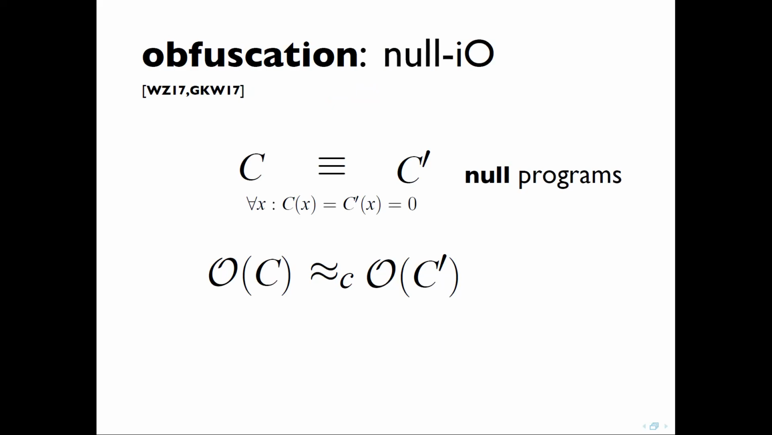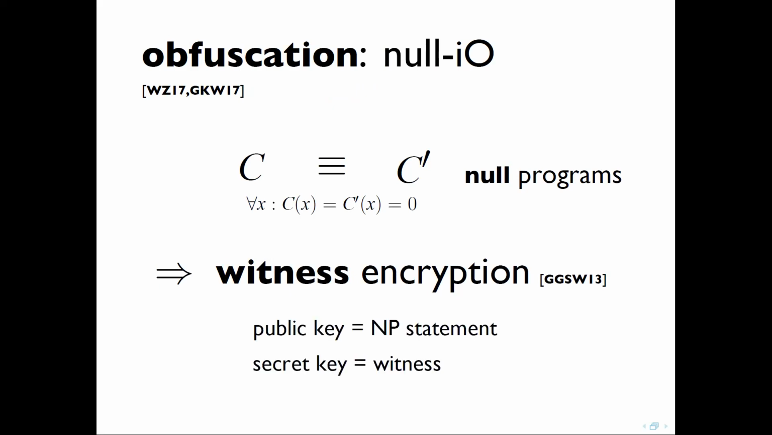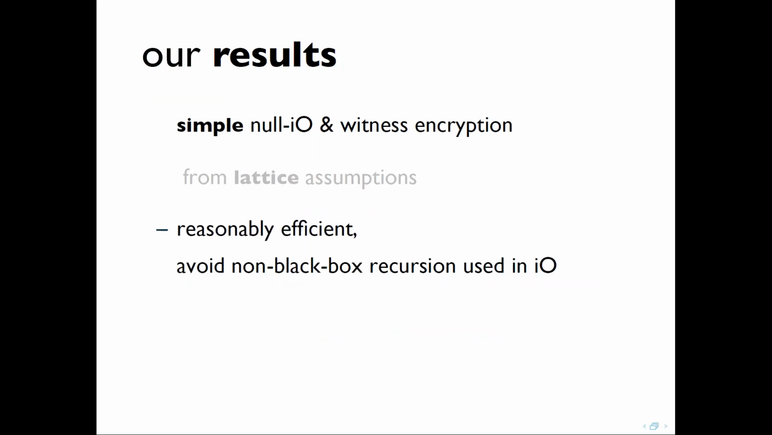One reason to study null iO is that it implies witness encryption, which is a powerful form of public key encryption, where you can use any NP statement as a public key, and you can use any witness for the statement as a secret key to decrypt the ciphertext. The main results of our paper are simple null iO and witness encryption schemes that are secure under lattice assumptions. Simple here means that our schemes are reasonably efficient, and they avoid complex non-black-box recursion that is used in the state-of-the-art iO schemes from simple assumptions.